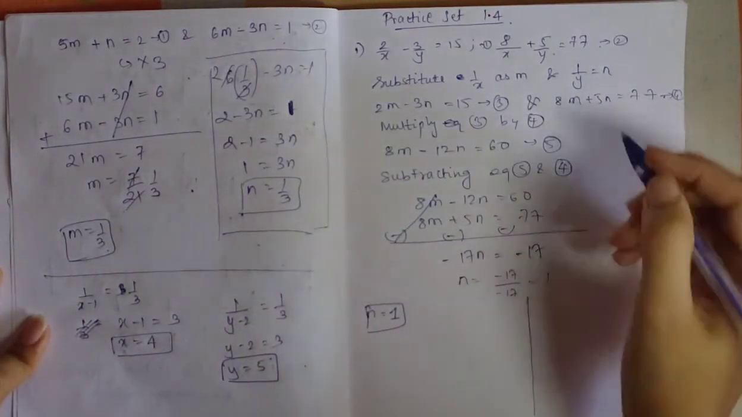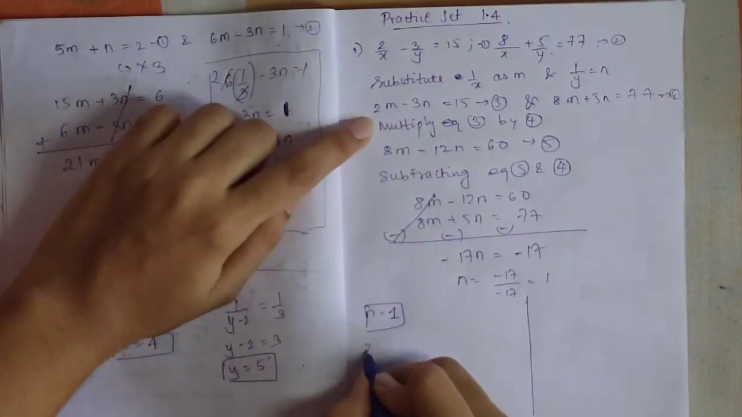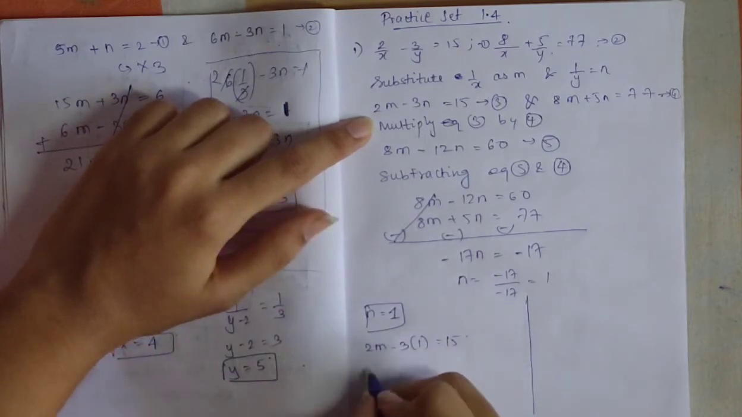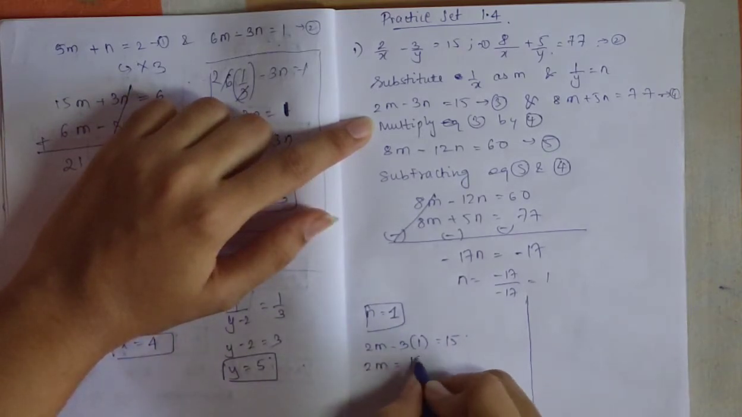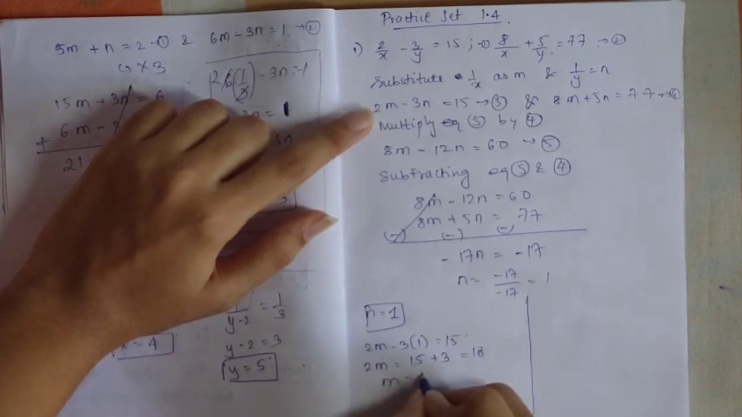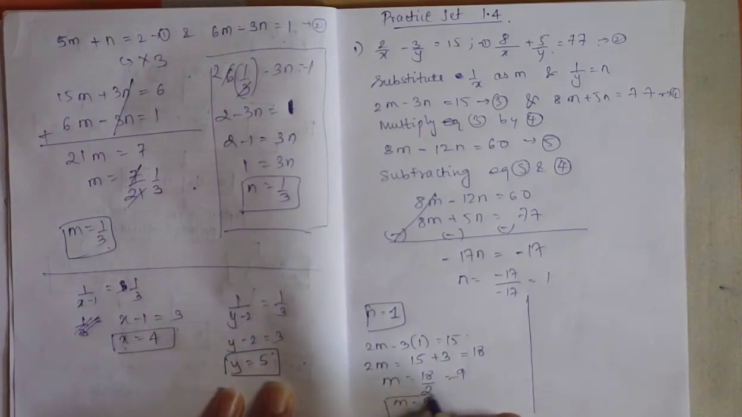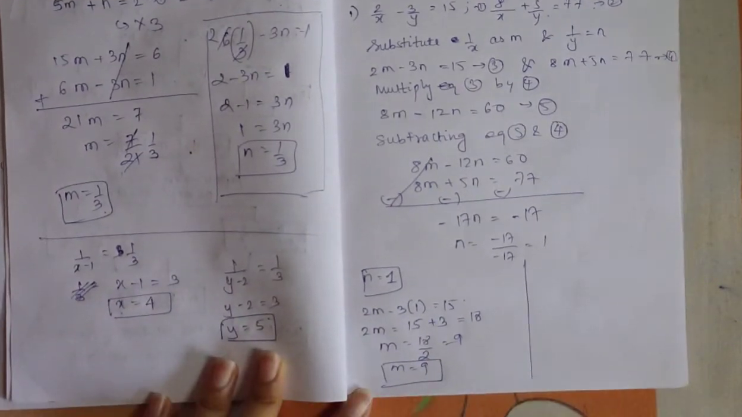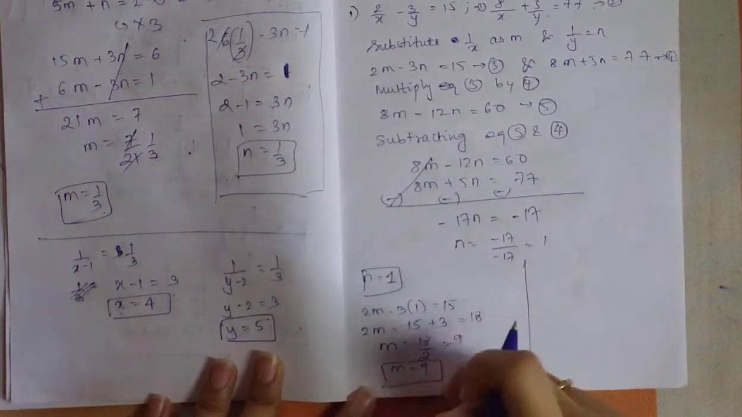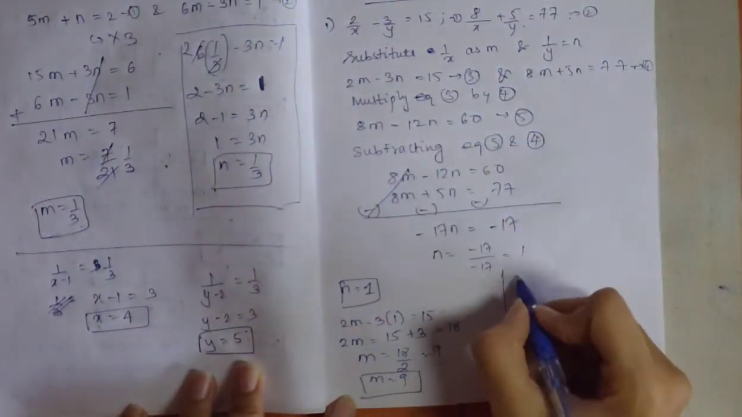Now to find m, I'll just substitute in any one of these equations, say here. So 2m minus 3 times 1 is equal to 15. So 2m is equal to 15 plus 3, that is 18. M is equal to 18 by 2, that is 9. So m comes out to be 9. Did you get that? Now I have both my m and my n. Now I'll substitute this n and m in my equation, resubstituting.